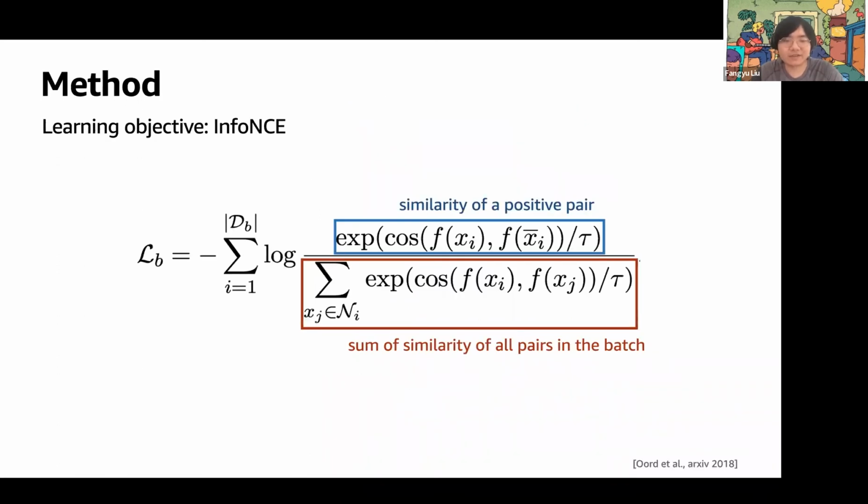And here is our learning objective. It's a standard InfoNCE, which you see everywhere in contrastive learning. And the blue term is the similarity of the positive pair, and the red term is the sum of all pairs in the mini batch. So this loss simply achieves the objective we just mentioned.